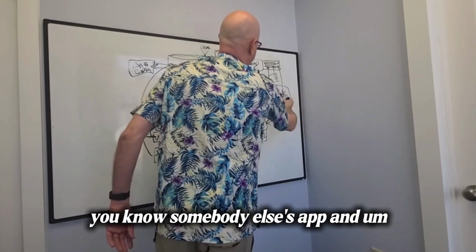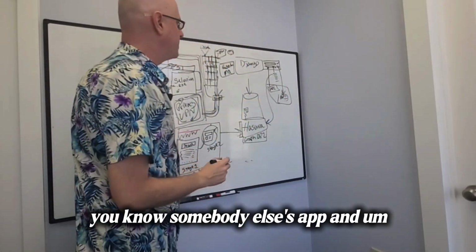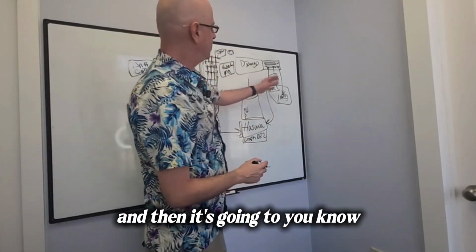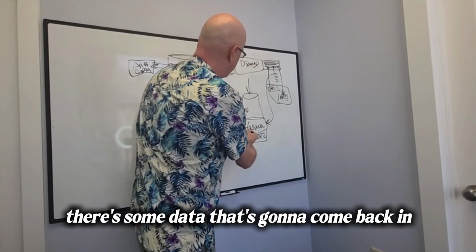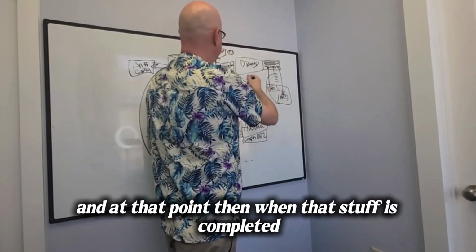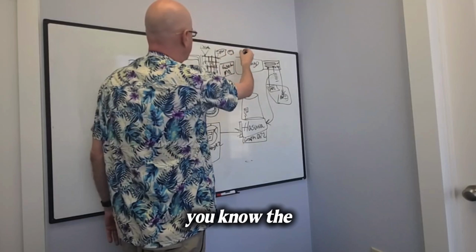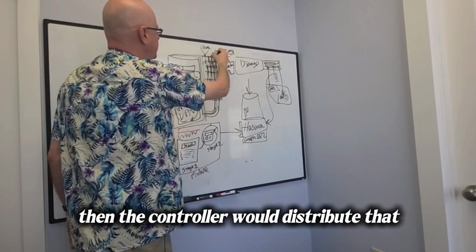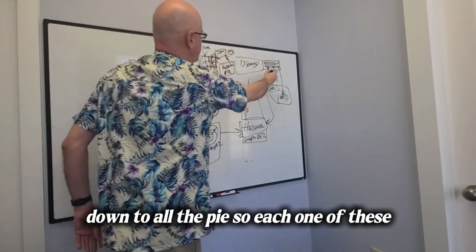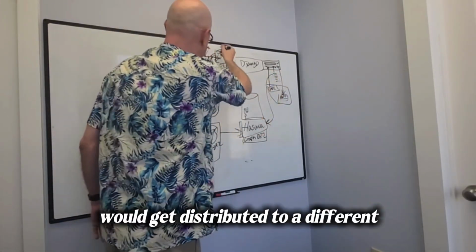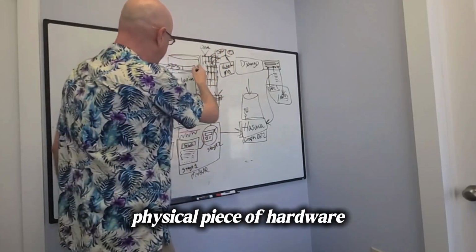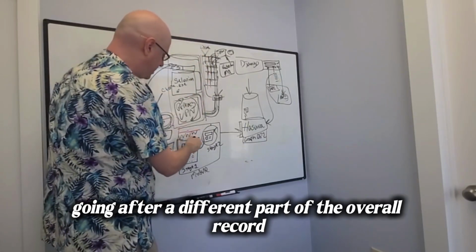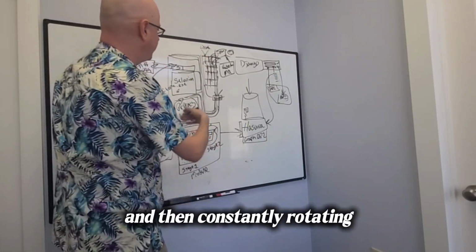This could be somebody else's app. It's making a call in, triggering a module that's going to run, and some data is going to come back in. When that stuff is completed, the Rabbit would send this to the controller, then the controller would distribute that down to all the pies. Each one of these variables would get distributed to a different physical piece of hardware running a separate browser on a separate IP address with a different user agent, going after a different part of the overall record and then constantly rotating.